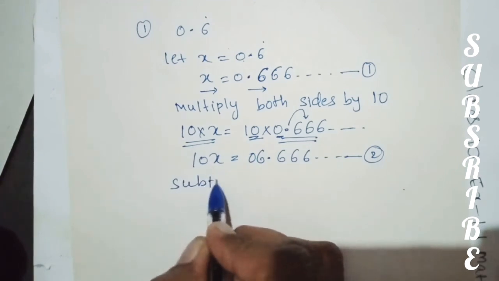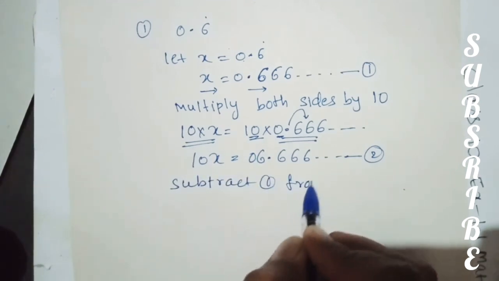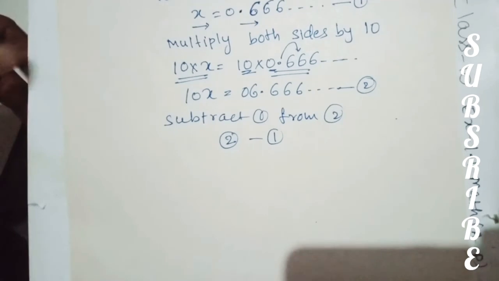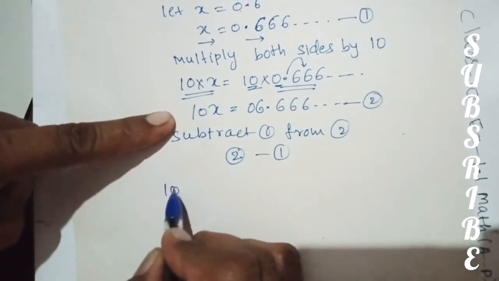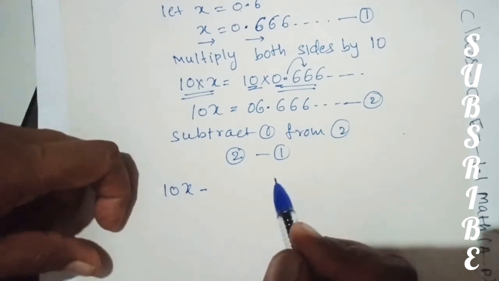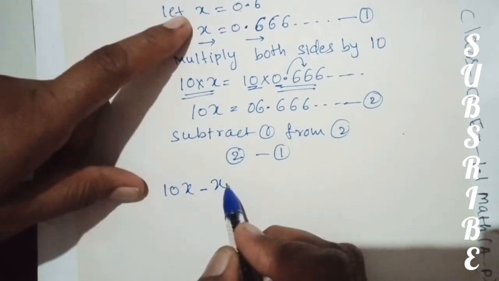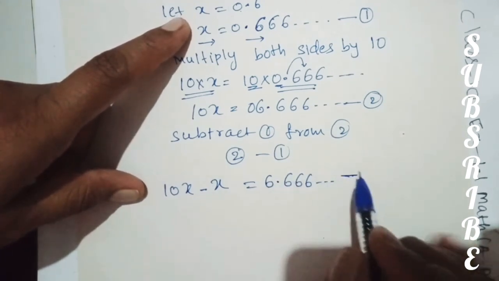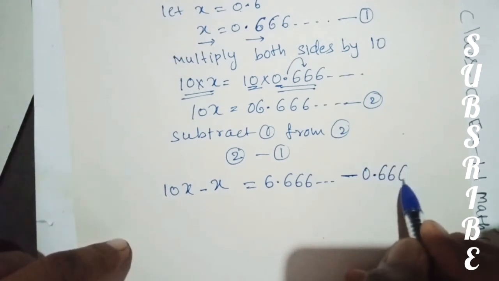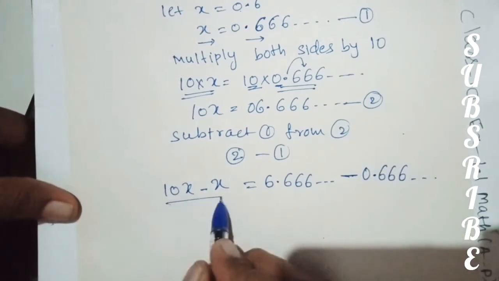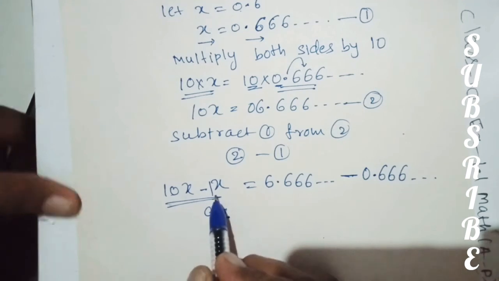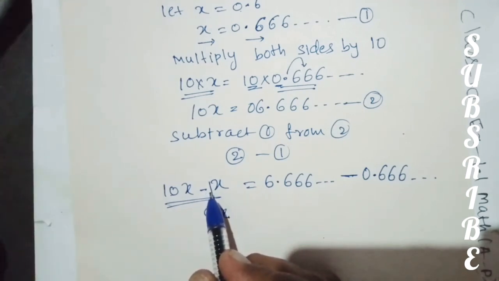Subtract 1 from 2, or you can say 2 minus 1. Short also you can do. Then further what is our 2? It is 10x. LHS with LHS and RHS with RHS. 10x minus x is equal to 6.666 something like this minus 0.666. See children, 10x minus x. Minus x means it is 1x. 10x minus 1x is 9x. Very simple. Then where that 1 goes, don't ask that question. Now you are perfect with these simple calculations.